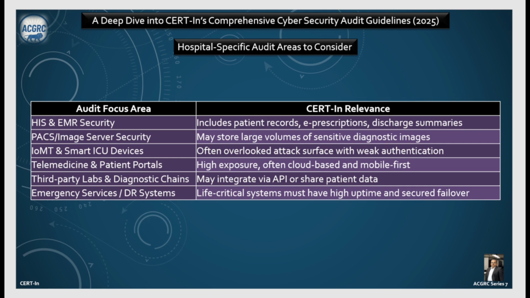The next focus should be your third-party labs and diagnostics chains. They may integrate via API or share patient data. That's why it is relevant for them. The focus is on emergency services and DR systems. Why? Because from a CERT perspective, these are life critical systems and must have high uptime and secured fail over.